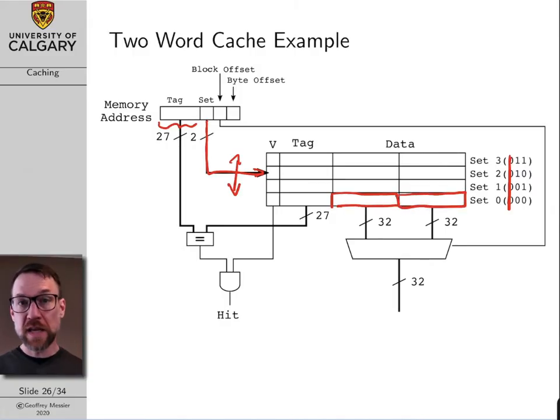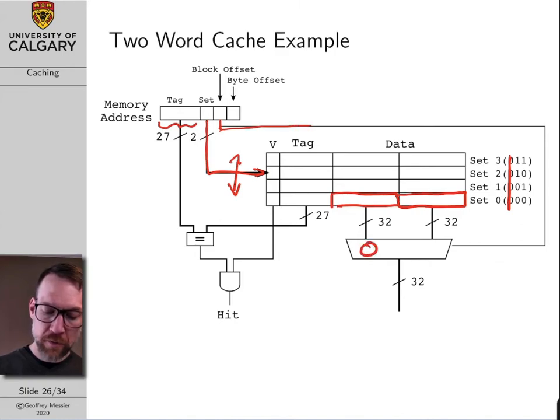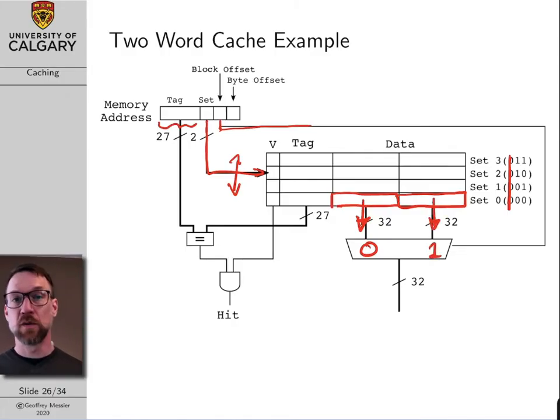And when we want to read out our 32-bit word from the cache, we need to figure out which one of these 2 words we select. We do that using a multiplexer and the block offset bit. So we pull the block offset bit. If the block offset bit is equal to 0, then we pull this first word out of our block. If the block offset bit is equal to 1, then we pull this second word out of the block.